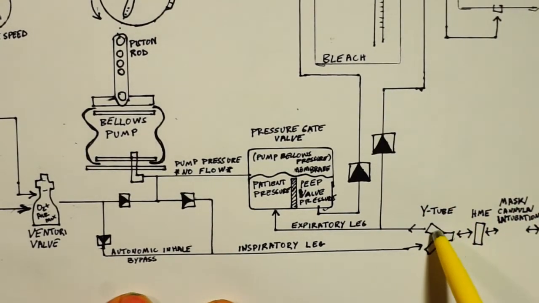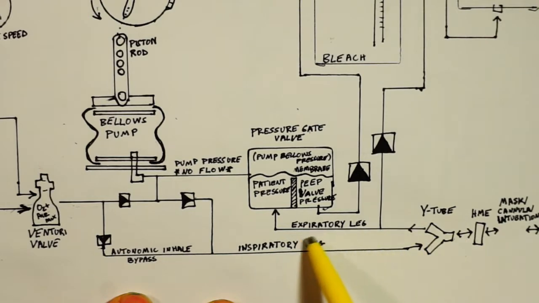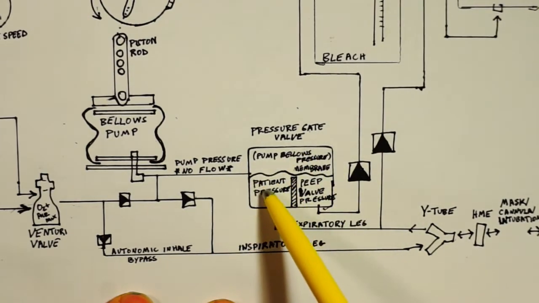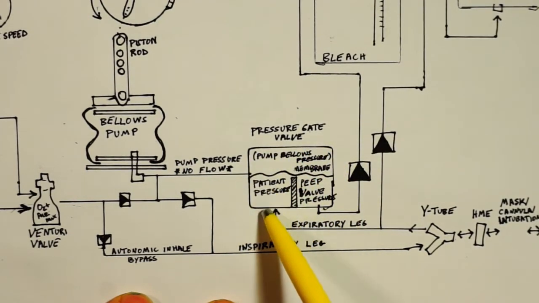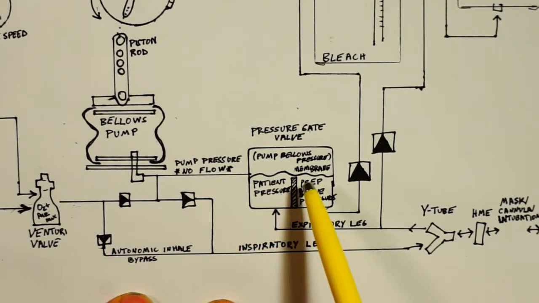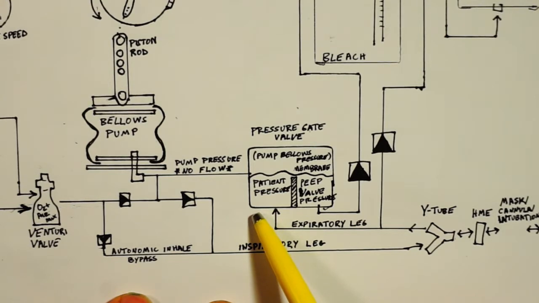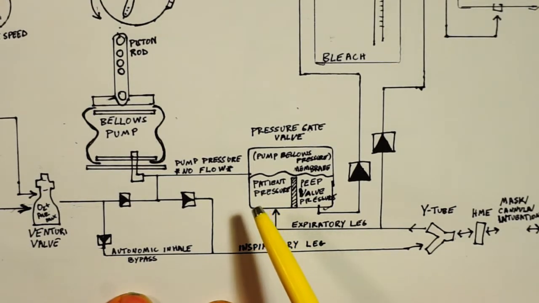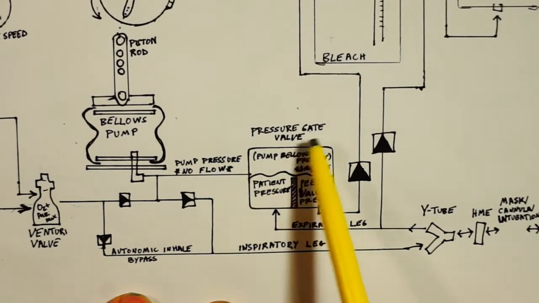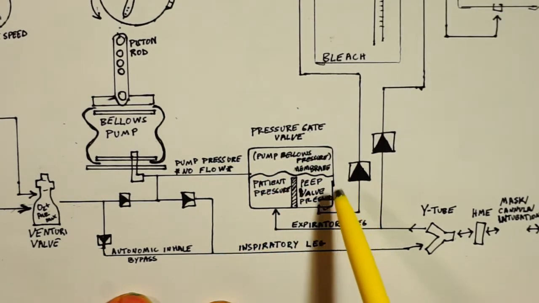On the expiratory leg, we have this pressure gate valve, which I think is a pretty clever little thing. This does the work of a lot of digital electronics. In a traditional ventilator, you would use something like a pressure sensor or some sort of cycle sensor. You would use a microcontroller and a solenoid valve to achieve what this valve does.